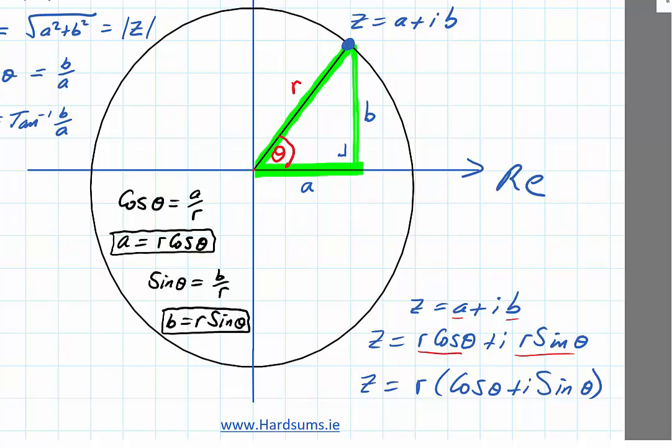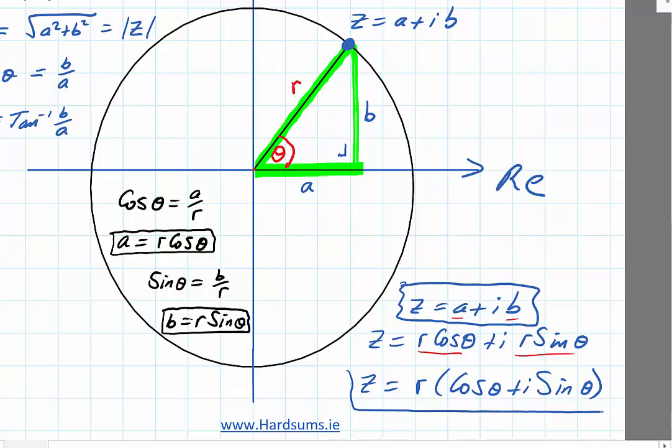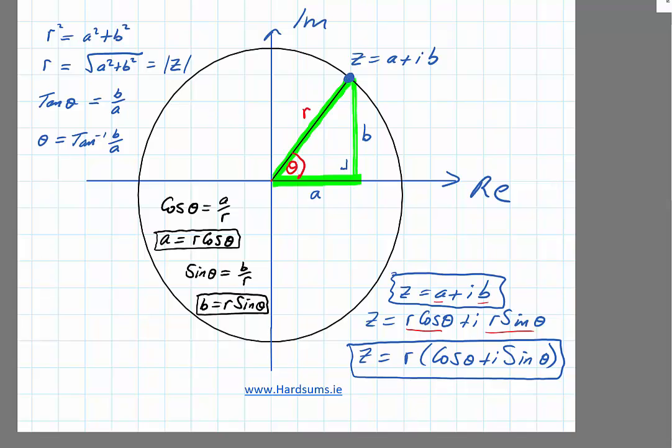And finally, there we have it, the old Cartesian form, z equals a plus ib, and the new polar form, z equals r times cos theta plus i sin theta, and not forgetting what r and theta are. r is the modulus of the complex number, and theta is the inverse tan of b over a. So that's how you convert from Cartesian to polar form.